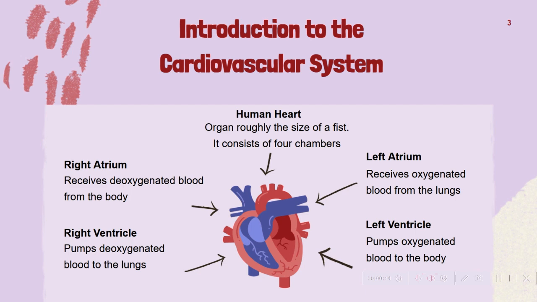Oxygen-poor blood returns from the body to the right atrium and is sent to the right ventricle, and then pumped to the lungs to receive oxygen. The oxygen-rich blood then returns to the left atrium and passes into the left ventricle and is pumped out through the aorta to supply the body. This continuous cycle is critical for delivering oxygen and nutrients to tissues and for removing waste products like carbon dioxide.